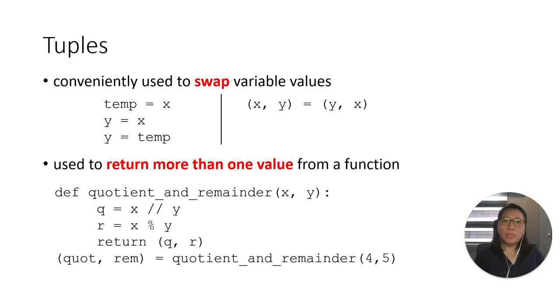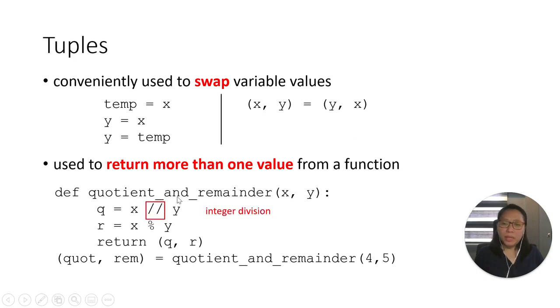A tuple may also be used to return more than one value from a function. We learned previously that a function returns only one object. If we want to return more than one value, we can use a tuple, because it's just one object, but it can have many elements within it. The values we want to return, we may put in a tuple object and then return that object to the function that called it.